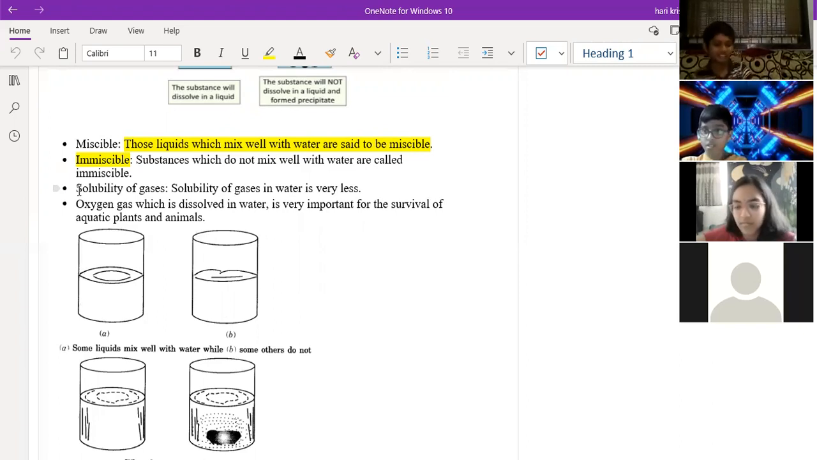Is it the air? No, sir, the carbon dioxide gas will come out. So whenever you open aerated cool drink bottles, a fizz sound comes, right? That is nothing but the carbon dioxide gas escaping into the atmosphere. The carbon dioxide dissolved in the cold drink comes out and goes into the atmosphere. That means the solubility of the gas. The gas will dissolve in the liquid, yes or no?